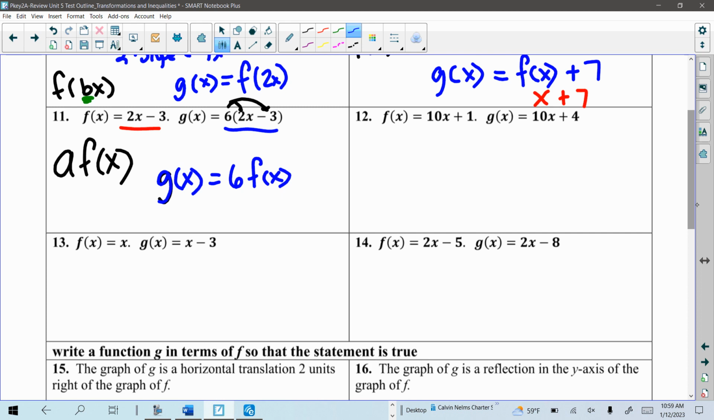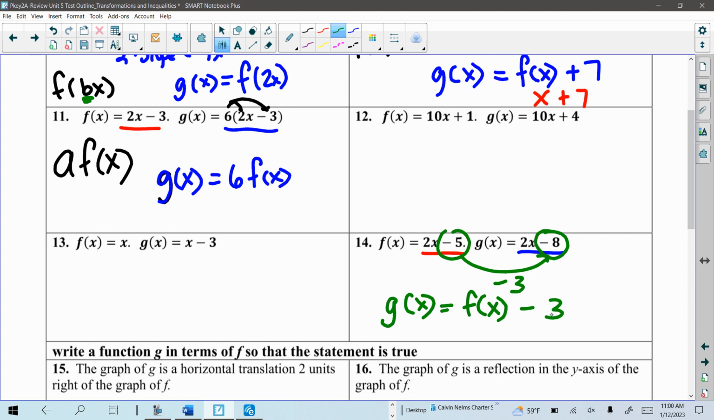So let's jump to 14 because this is kind of multi-step. F of x is 2x minus 5. G sub x is 2x minus 8. If I look at this number right here, this negative 5 changed to a negative 8. To do that, I have to do minus 3. So I'm going down. Does that make sense? So this rule is taking that f of x and minus 3 from it.